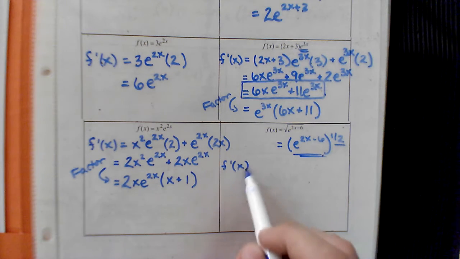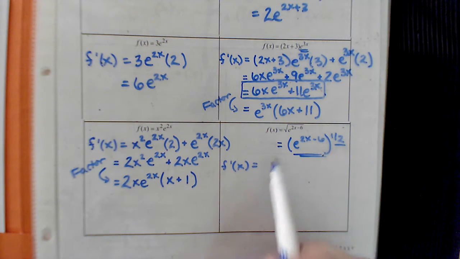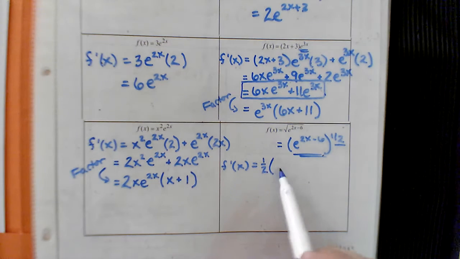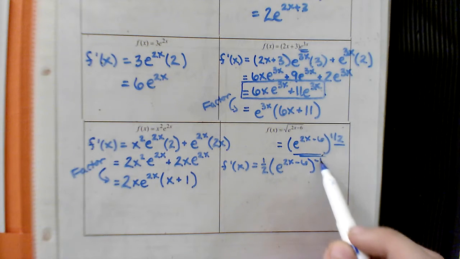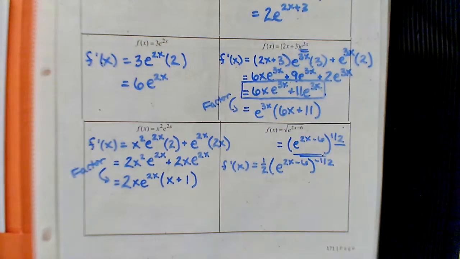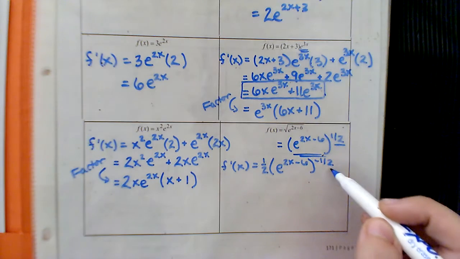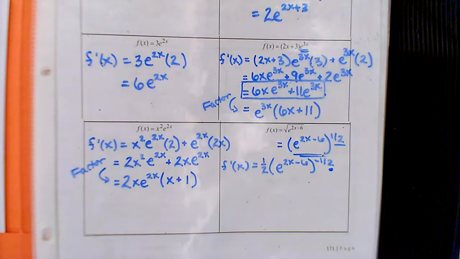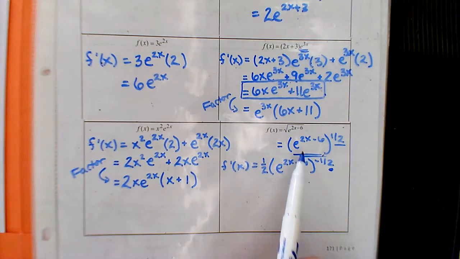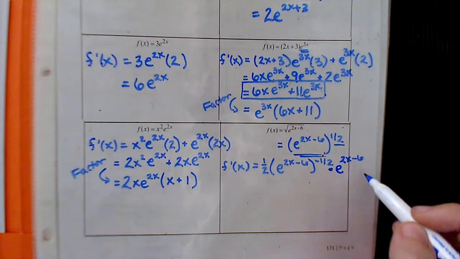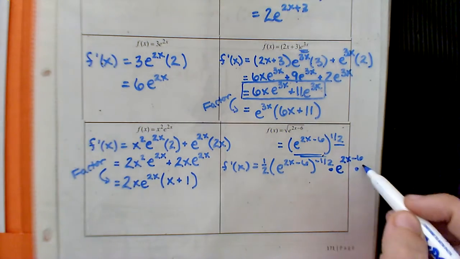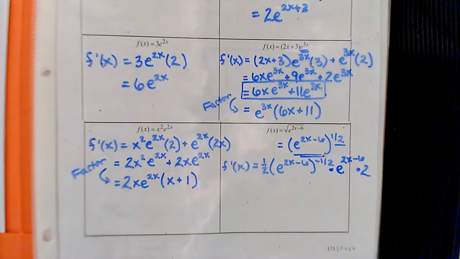All right, so let's go ahead and do our chain. We're going to bring down the outer layer of a half, keep the inner layer. Make sure you write down the new power. And then to finish off the chain, if we remove the outer layer, now we have to remove the inner layer, aka multiply by its derivative. So the derivative of e to the 2x minus 6 is e to the 2x minus 6, but then times 2. Okay, the derivative of that power.